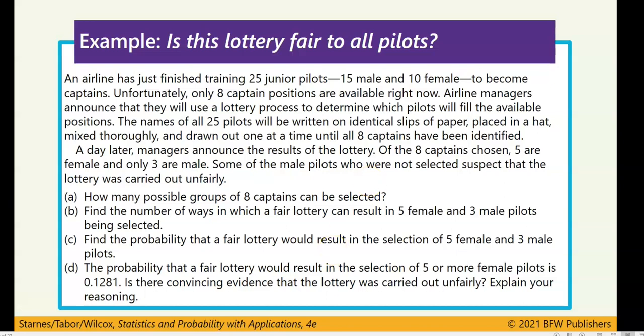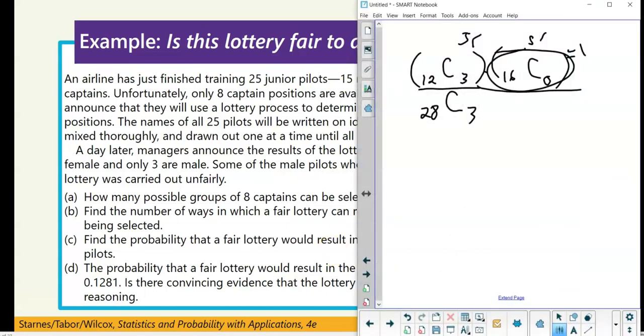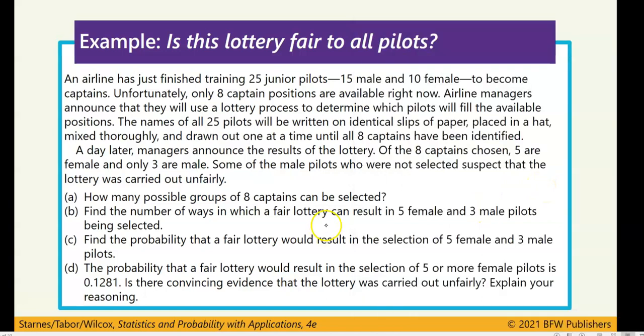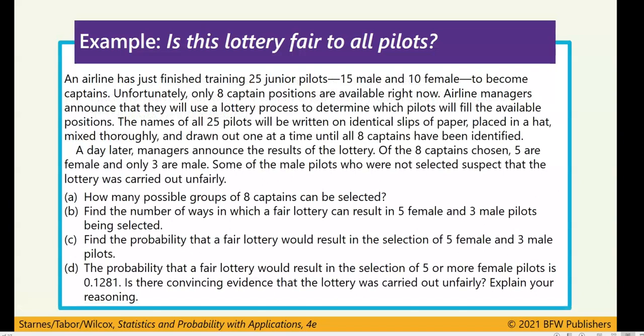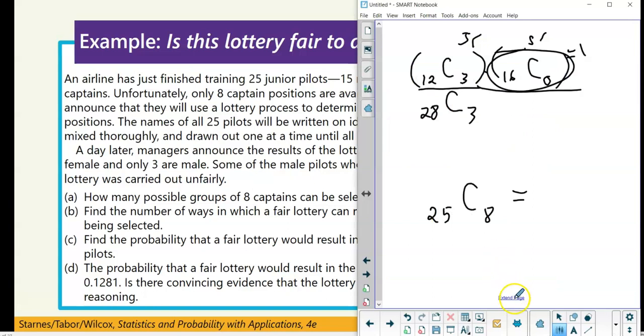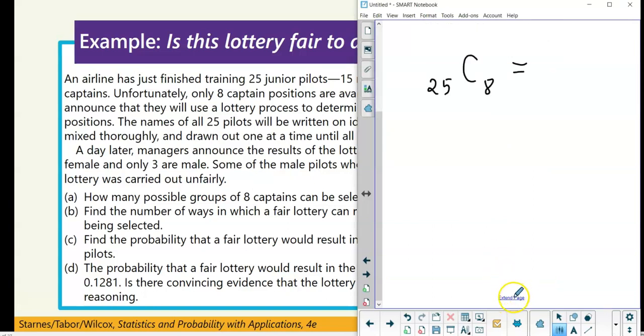Okay, so that's relatively easy, right? We have 25 pilots and we're choosing 8 of them. Whatever that number is, that's the answer to part A. Now, find the number of ways in which a fair lottery can result in 5 female and 3 male. Okay, so this is a much tougher question. My denominator would be 25 choose 8. That's my total, right?